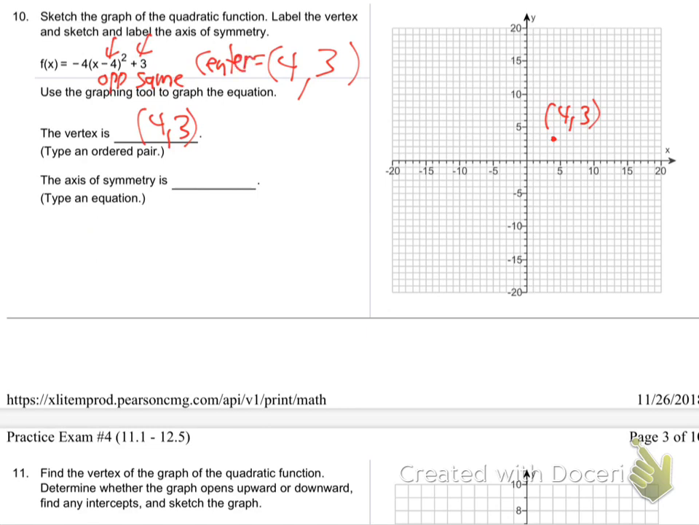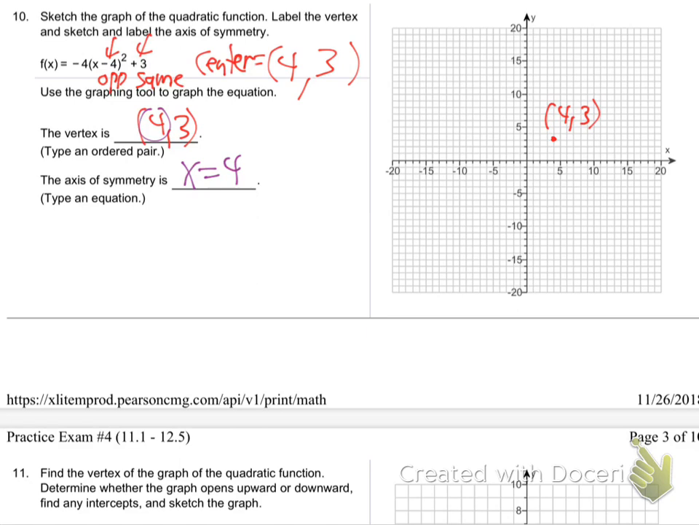Okay, and now they're asking for the axis of symmetry. That's always just x equals the x-coordinate of the center. That's the line that goes through the middle of the U. Let's do the graph first, and then that'll make more sense.